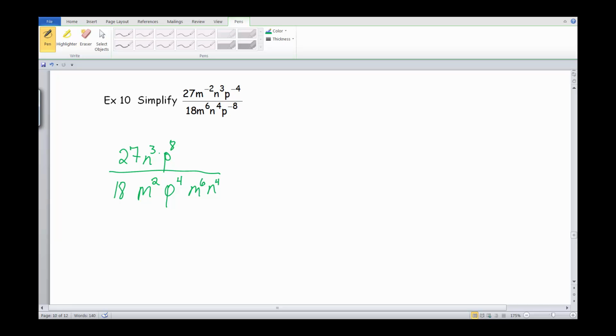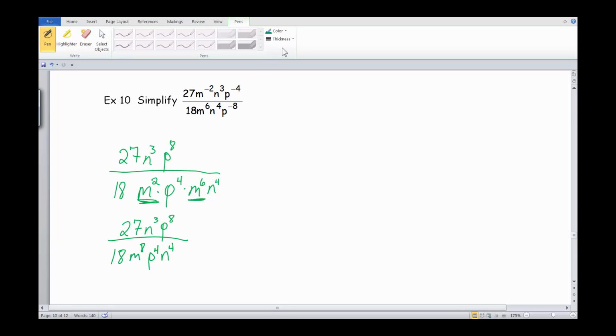Now looking at things, we can pretty much just combine some like terms. For example, the top we really can't do a whole lot with right now, so we have 27n cubed p to the 8th. On the bottom, we have 18. Notice how we have an m squared and an m to the 6th. We are multiplying those like bases, so we're going to be adding those exponents. We have m raised to the 8th, p to the 4th, n to the 4th.